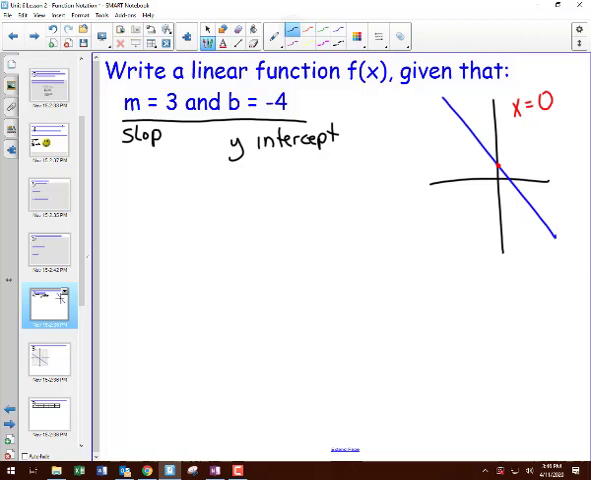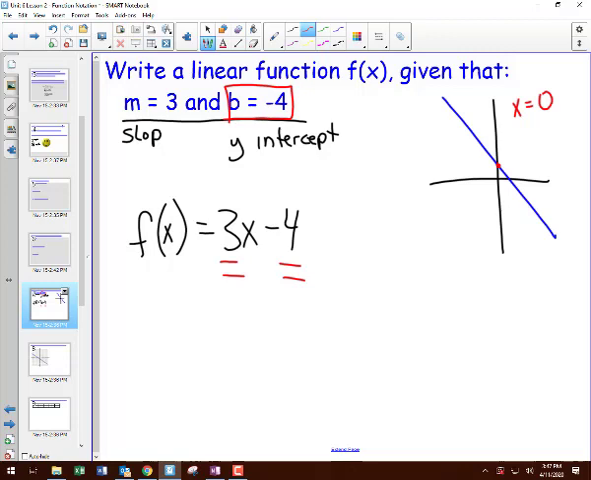So back to the problem here. Write a linear function for this. Well, we need two things to form an equation of a line. In other words, for a linear function, we need an m and we need a b. We have those things. So the answer here is f of x equals 3x minus 4. Take a look at these numbers and where they came from. Our b goes in this position, and our slope is our coefficient for x.